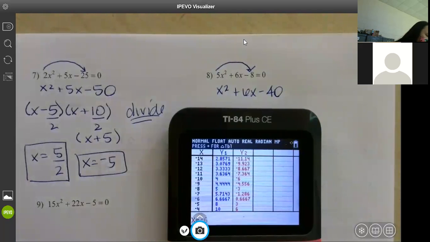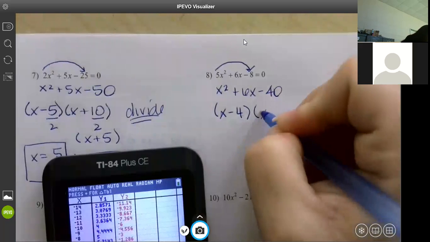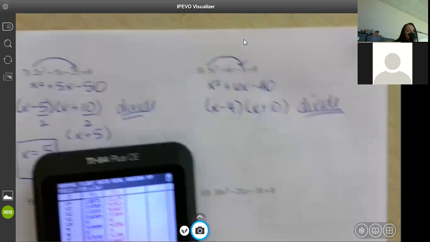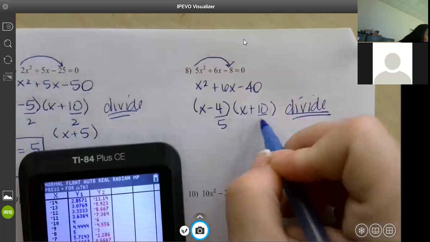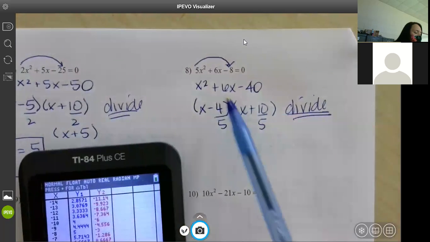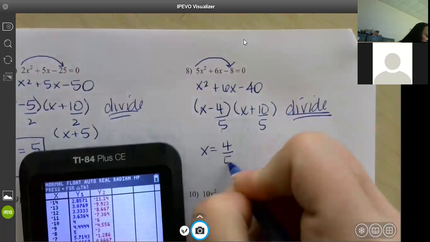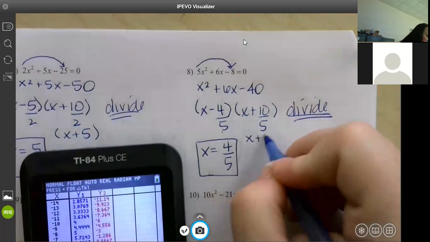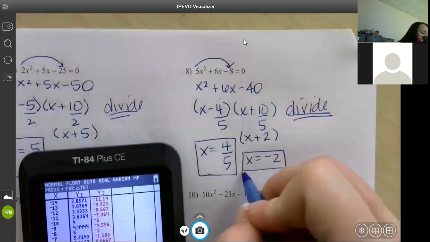I'm looking for a positive 6. It's there at the bottom. My two factors are negative 4 and positive 10. Negative 4, positive 10. Don't forget to divide. That'll be your biggest downfall right there, is trying not to divide. We're going to divide by 5 because that's what we slid over. 4 over 5 will not reduce. So instead of a negative 4/5, our answer is positive 4/5. 10 over 5 reduces to positive 2. So that means my answer is negative 2.